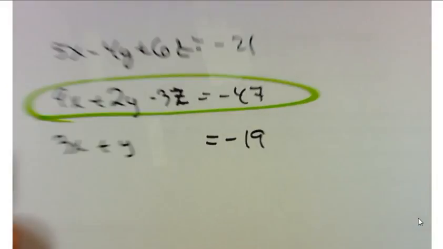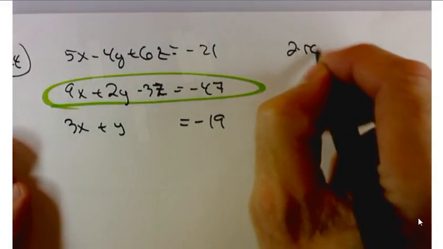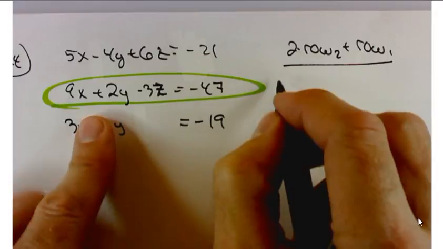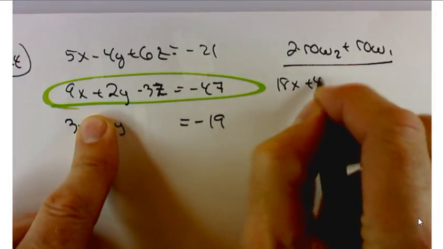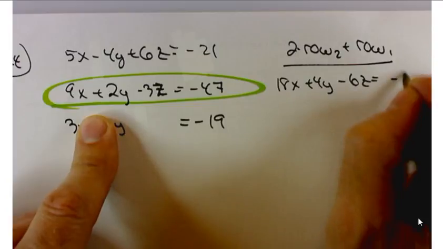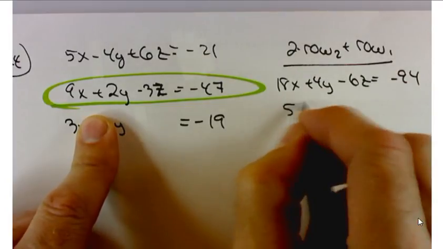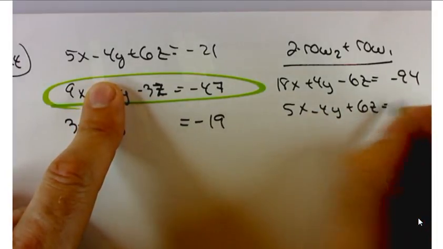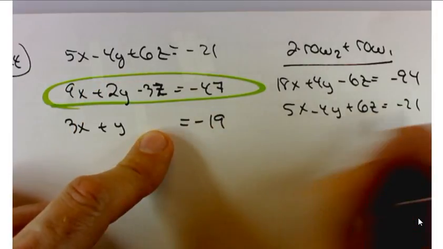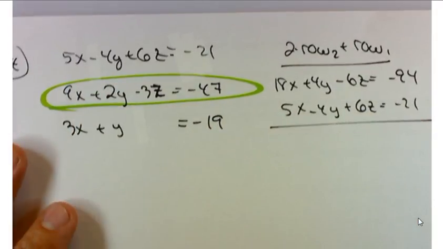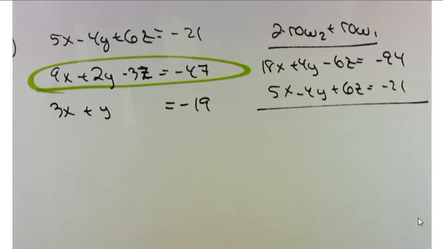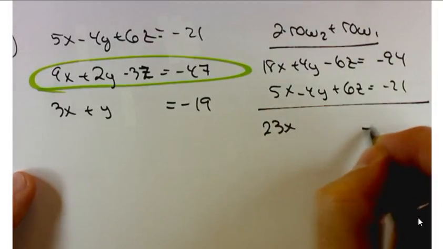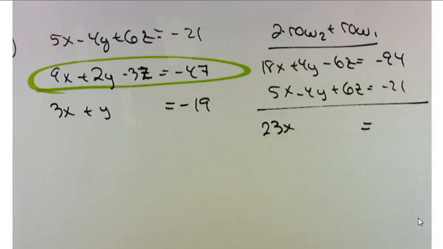Let me zoom out a little bit. So 2 times row 2 added to row 1. So 2 times row 2, let's start out with that. 18x plus 4y minus 6z equals negative 94. Added to 5x minus 4y plus 6z equals negative 21. And we get a bonus in this one, don't we? Does anyone see the bonus? I get 23x equals negative 115.